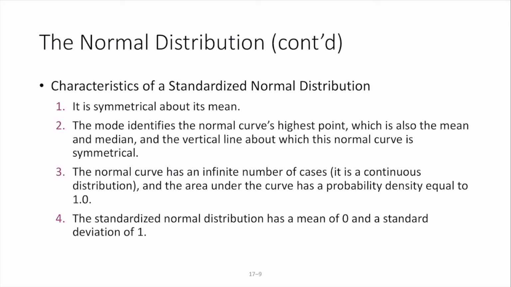The normal curve has an infinite number of cases. It's a continuous distribution. That means it can go on and on and on. And the area under the curve has a probability density equal to 1. The standard normal distribution has a mean of 0 and a standard deviation of 1. So let's say, for instance, from 1 to 100, 50 is the middle. You would have 51, 52, 49, 48 going in the negative direction, and that would be the normal distribution for a curve.